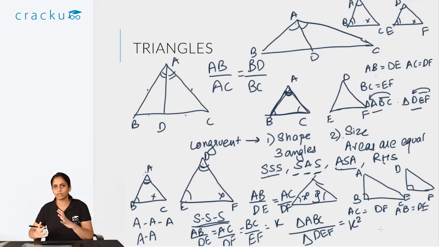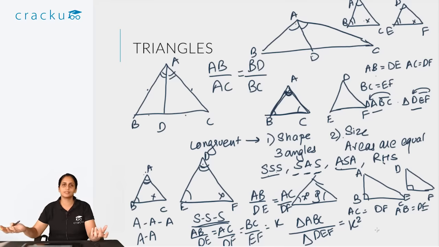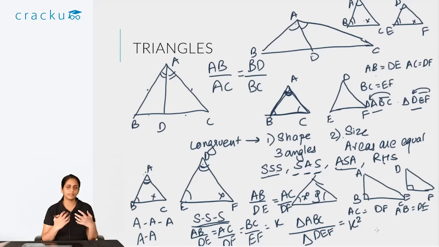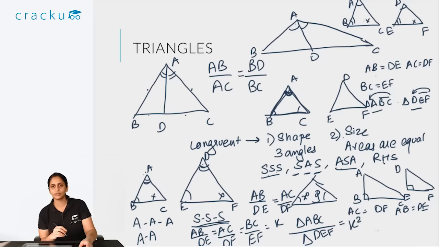So this is basically what you have to remember with similar and congruent triangles. I can't stress enough how important this topic is as far as solving questions in CAT is concerned. This is one of the fundamental building blocks. You might use other methods to solve triangles, but there is always an alternate method where you can solve the question using congruency or similarity of triangles. Similarity of triangles particularly is a very, very powerful tool for solving questions. So please make sure that you have a very good hold on these topics.